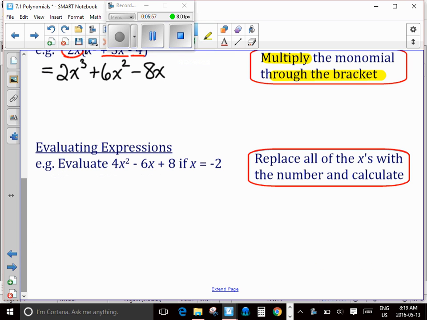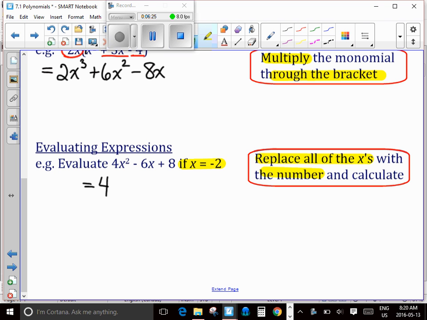In the last type of example, we're looking at evaluating expressions. So if I wanted to evaluate 4x squared minus 6x plus 8, if x equals negative 2. Whenever I'm evaluating, if x equals negative 2, I replace all of the x's with the number and calculate. So every time I see an x, I'm going to replace it with a negative 2.